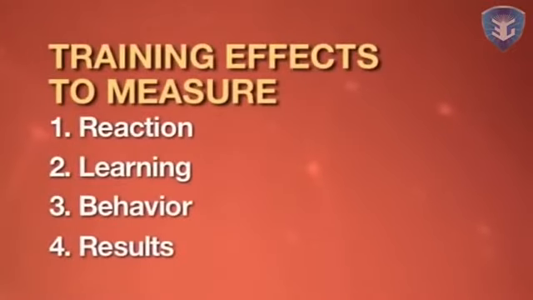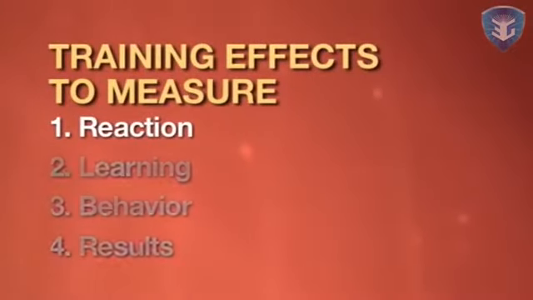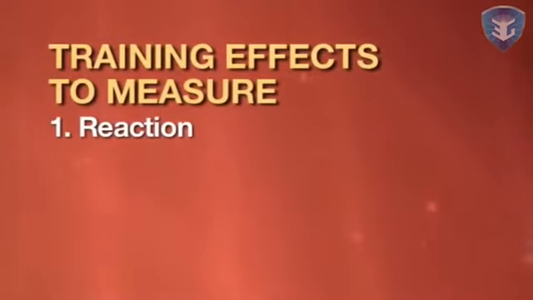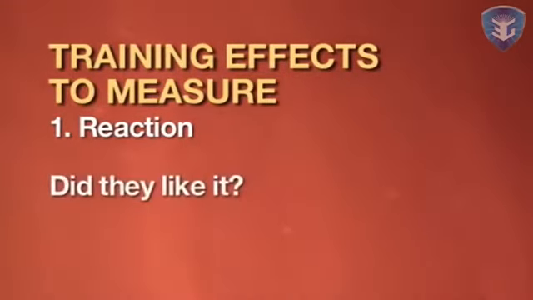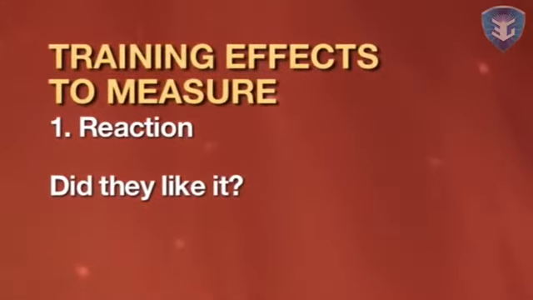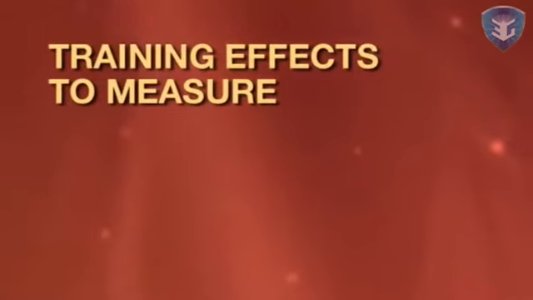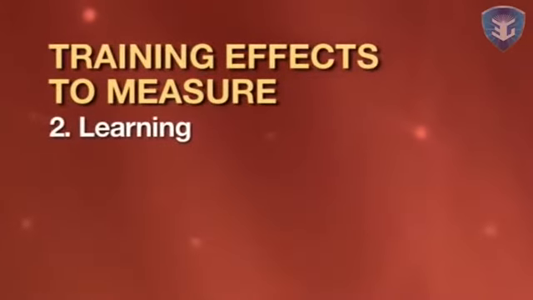There are 4 basic ways to measure training effectiveness. The first is the trainee's reaction to or perception of the training. Did they like it? Did they enjoy it? These reactions are very similar to the types of evaluations you complete at the end of every semester on your teachers. The second way is to measure the trainee's learning.